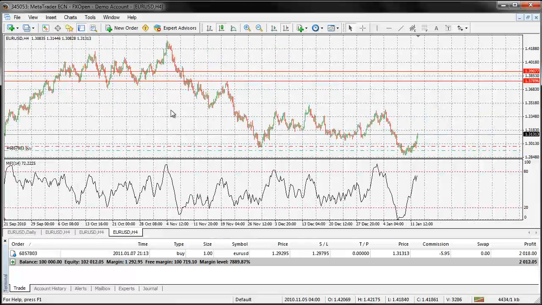Now this particular indicator is similar to the CCI and the RSI, which basically measures overbought and oversold levels. It also dictates where the trade will go as well. It lets you know what direction the trend is going in.